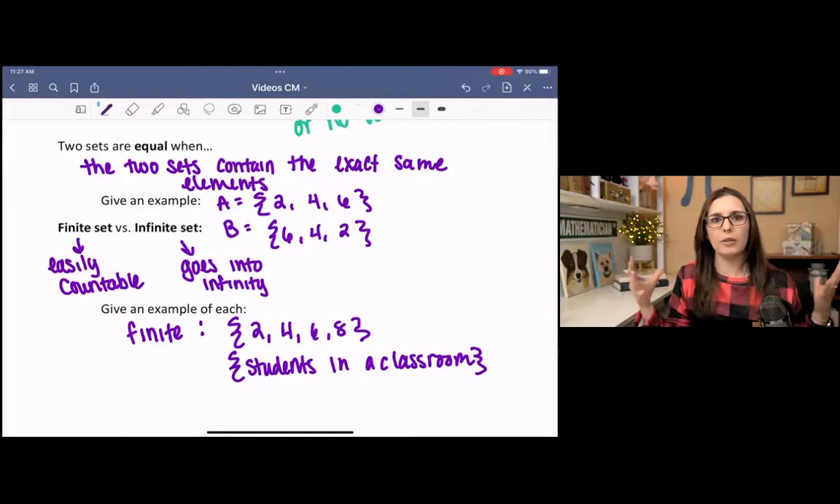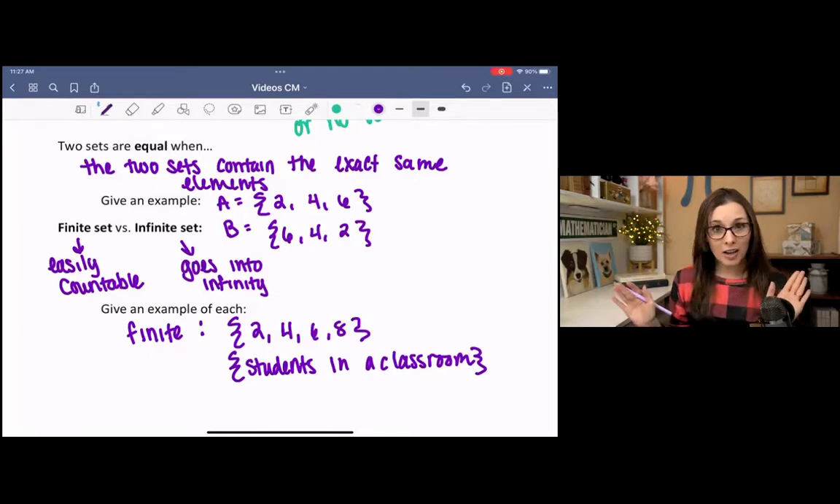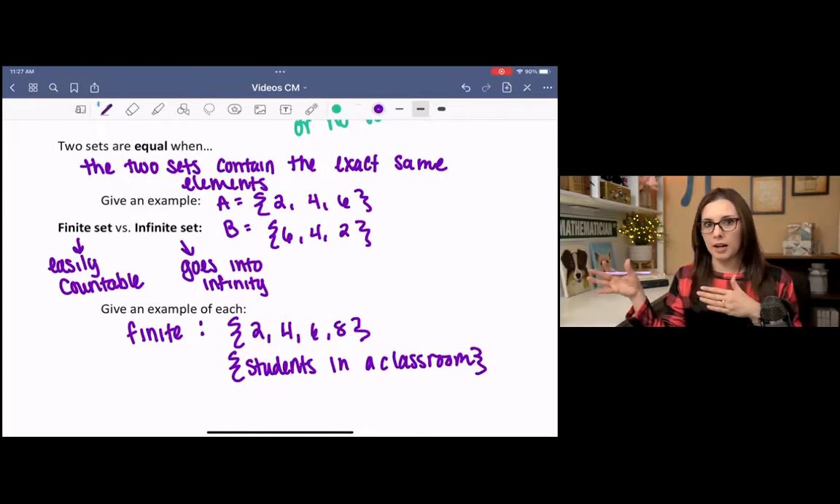We can't count infinity. Now there is a concept of countable infinity, and that relates back to one-to-one correspondence with the natural numbers, but we are not going to cover that in this video. That would be a whole separate video, but for the sake of determining if something is finite or infinite, we're just going to think in our minds, can I count it? Can I not count it? And that's where we'll go there.